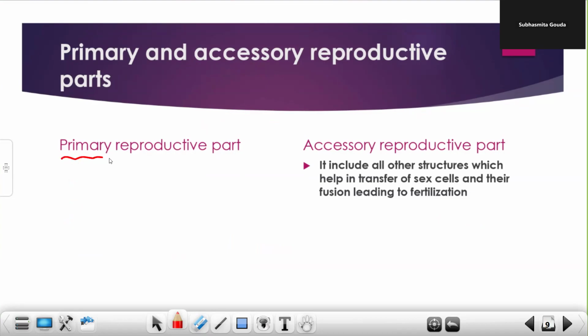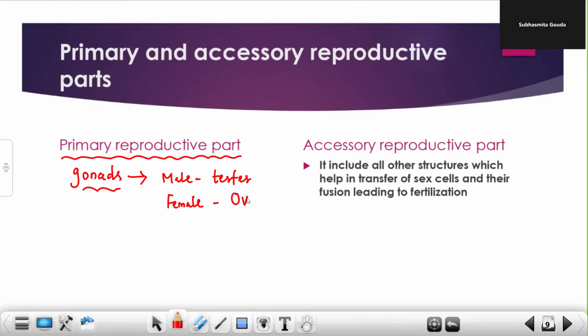In the primary reproductive part, it includes the gonads. What are gonads? Gonads in a male are the testis, we call the testis a gonad, but in female it will be the ovaries. These are the site of gamete production, means the testis is the site of formation of sperm, and ovaries are the site of formation of eggs.